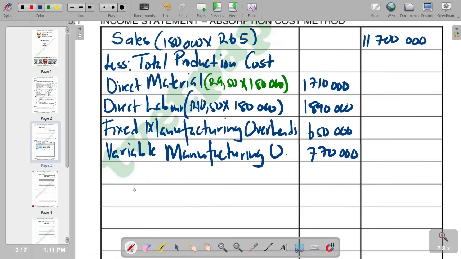So that's what we have on the part of production cost. To get the total production cost now, we add 1,710,000 plus 1,890,000 plus 650,000 plus 770,000, and then we get a total of production cost, which is supposed to come here, is 5,020,000.